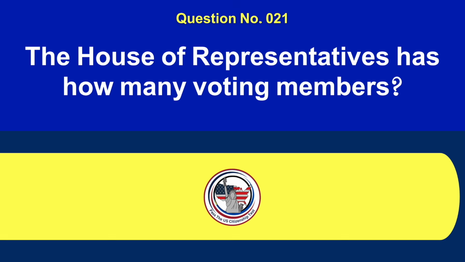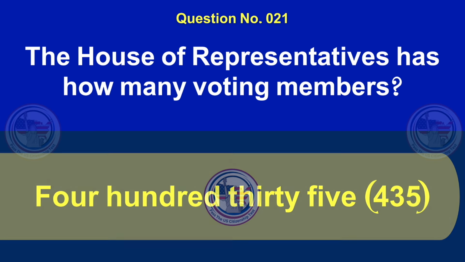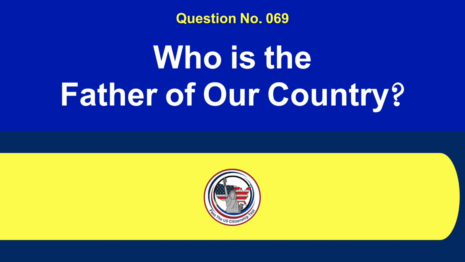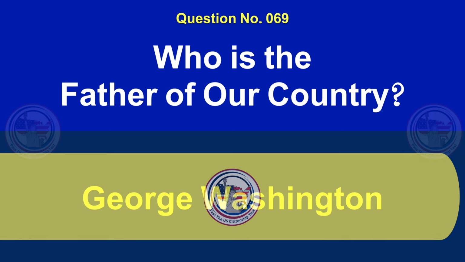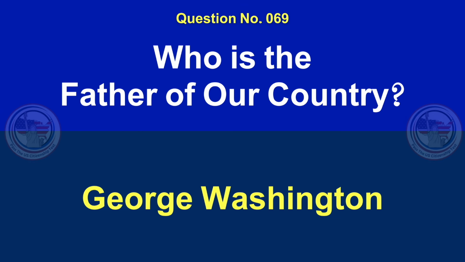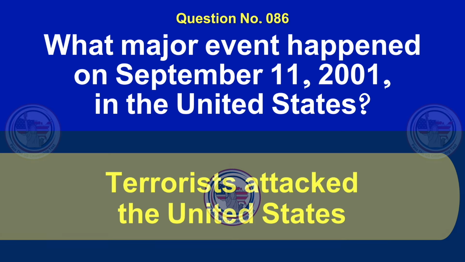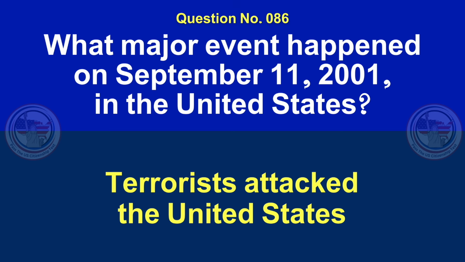The House of Representatives has how many voting members? 435. Who is the father of our country? George Washington. What major event happened on September 11, 2001 in the United States? Terrorists attacked the United States.